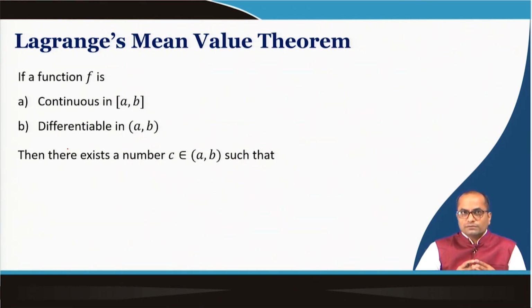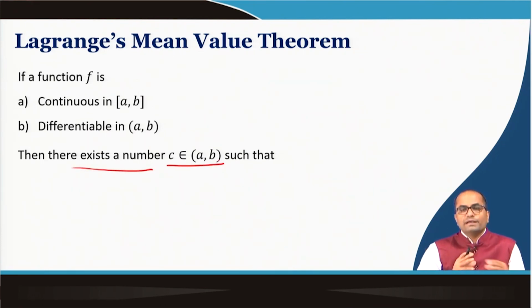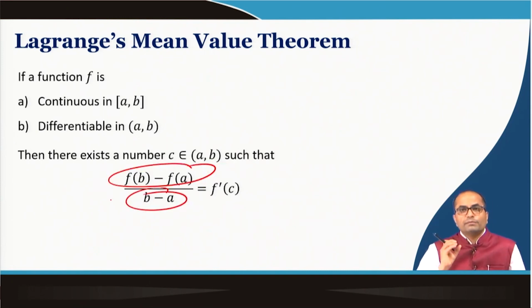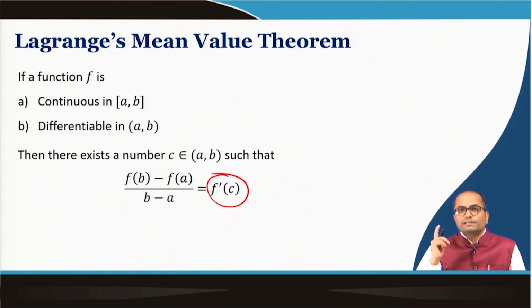So here the conclusion is that there exists a number c in the open interval (a, b) such that the quotient (f(b) minus f(a)) divided by (b minus a) is equal to f prime of c. So the derivative of the function at some point c. So again there will exist a number c in the open interval (a, b) such that this f prime of c will be equal to (f(b) minus f(a)) over (b minus a).